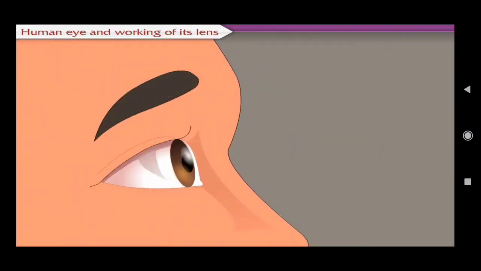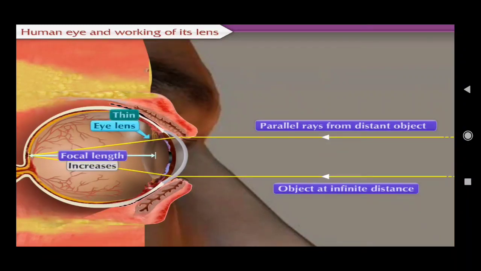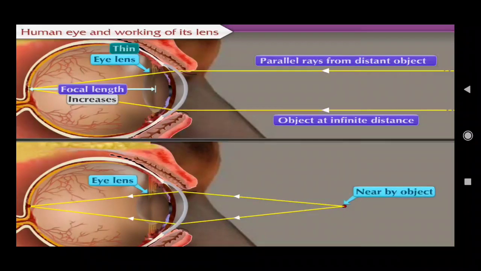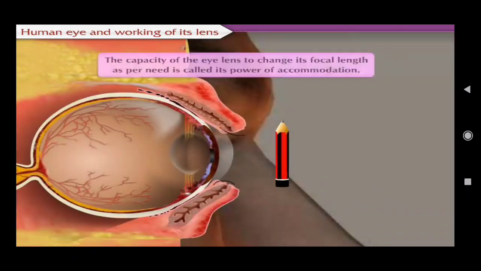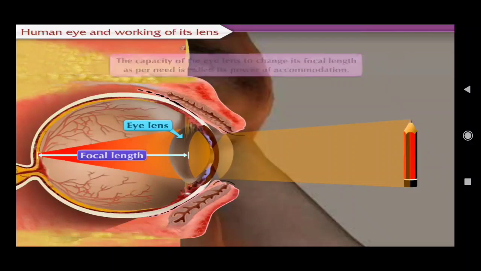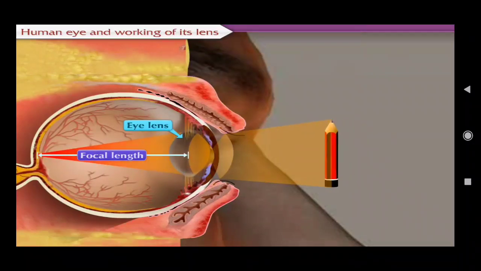When we look at objects that are far away or at infinite distances, the lens of the eye becomes thin and its focal length increases. On the other hand, when we look at nearby objects, the lens becomes more thick and its focal length decreases. This way, we can see objects clearly, irrespective of their distance. The capacity of the eye lens to change its focal length as per need is called its power of accommodation. Although the elastic lens can change its focal length, it cannot do so beyond a limit.